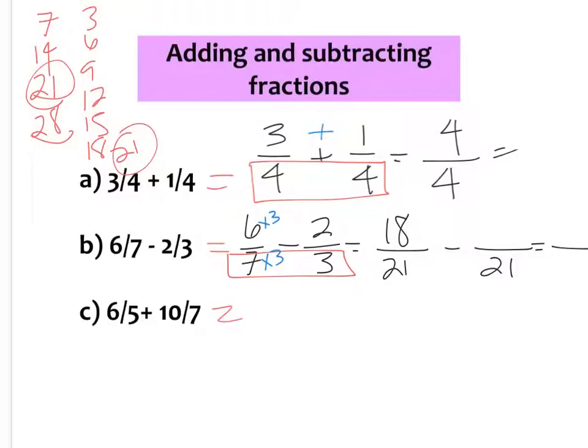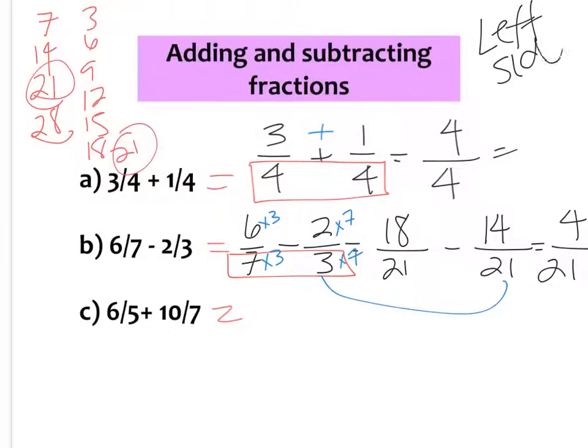Perfect. Now, next one. How do I go from 3 to 21? What do I multiply that by? I'm going to multiply that by 7. So whatever I do to the bottom, I also got to do to the top. 2 times 7 will give me 14. So now I have common denominators, and now I can subtract them. So 18 minus 14 is 4, and the denominator stays the same, so we keep 21. So we have 4/21. This should be written on the left-hand side of your journal.